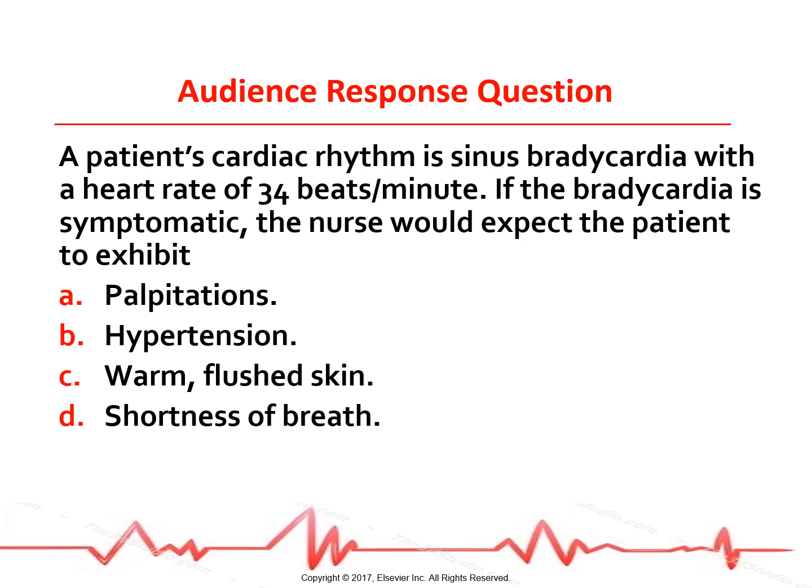So let's read through this together. A patient's cardiac rhythm is sinus bradycardia with a heart rate of 34 beats a minute. If the bradycardia is symptomatic, the nurse would expect the patient to exhibit, I'll give you a minute. So the answer is D, shortness of breath. And shortness of breath would be because we're unable to perfuse the body, right? Our heart is not pumping, it's not meeting its cardiac output needs.